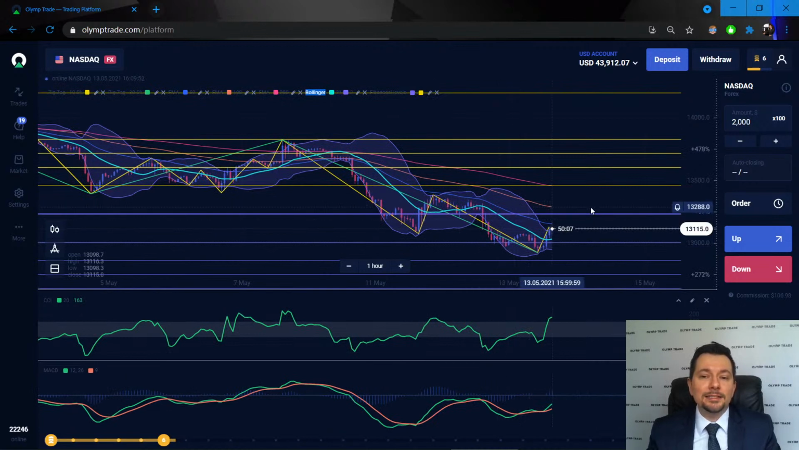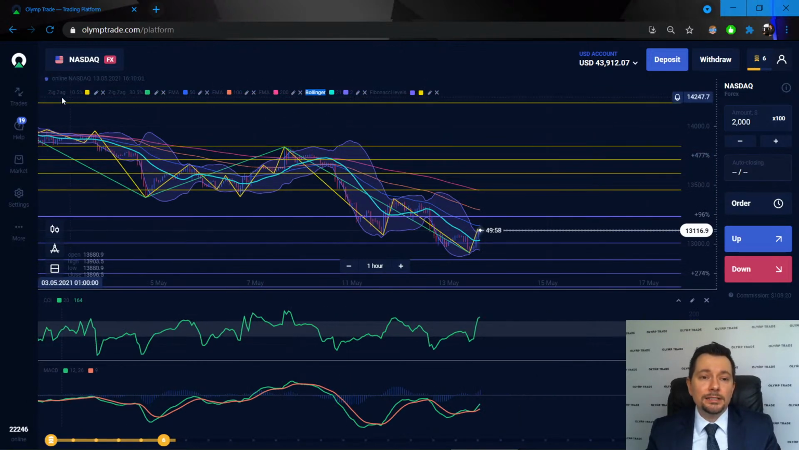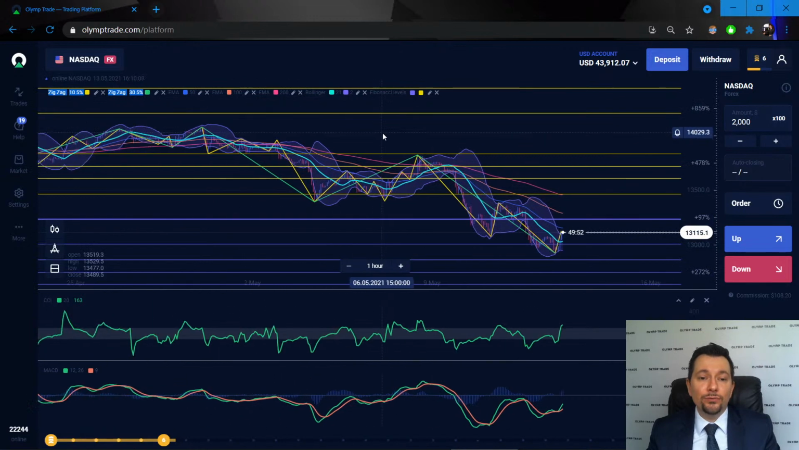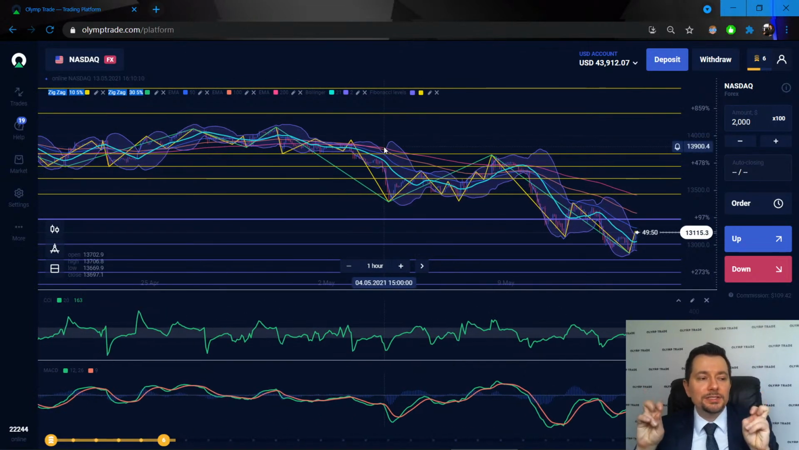I am practicing using Elliott wave theory to understand wave patterns a little bit better, and that's the zigzag 10 and zigzag 30. The green and yellow that I have help me to understand where we are in the kind of three-step Elliott wave theory market analysis. All right, let's go on.